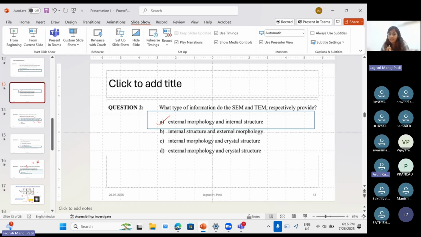SEM basically stands for scanning electron microscopy, so that tells you about the surface morphology of it. And TEM will try to tell you about the internal structure of it. TEM has ultra thin slices, on the order of 1 to 3 mm.